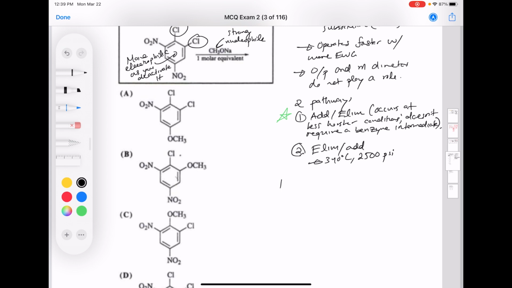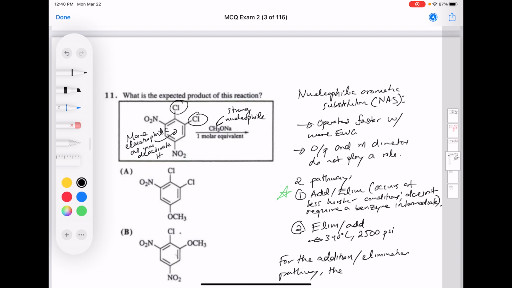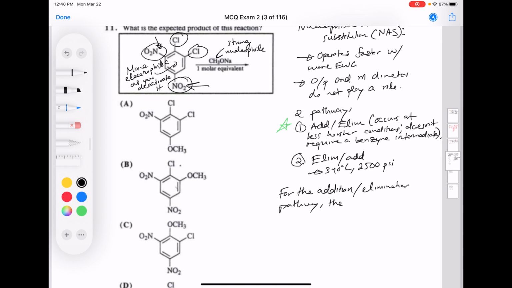So for the addition-elimination pathway, the electron withdrawing groups, right? They help to accelerate the rate of the NAS reaction, but at the same time, the electron withdrawing groups, in this case the NO2 groups, they play an important role in determining which leaving group might be removed as well. So a requirement is that the leaving group must be ortho or para with respect to the electron withdrawing group in the ring.